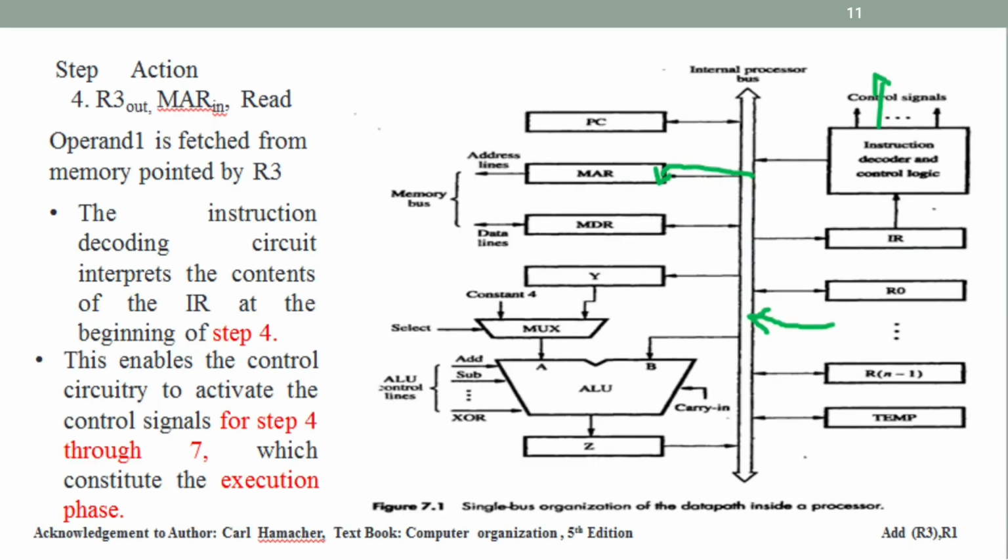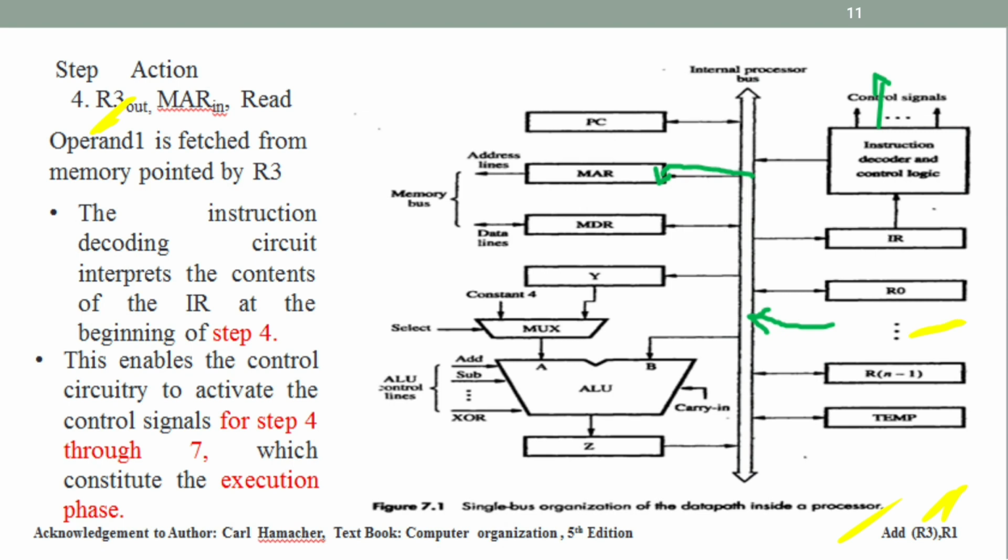Okay. Now the fourth step of the control sequence. The first control signal is R3 out. R3 out, in the sense, if you refer to this instruction, add (R3), R1, means R3 has the address, the address of the first operand. This is the first operand; the second operand is in R1. So R3 holds the address. This (R3) means the address of the memory location where the first operand is present. So now the first operand has to be fetched, hence that address is outputted from R3.